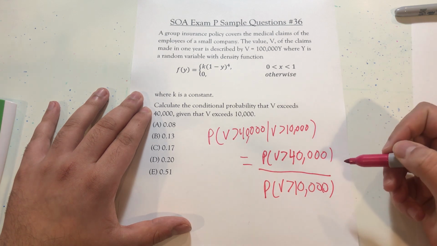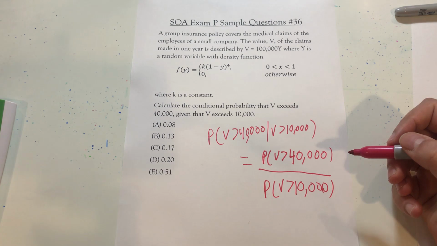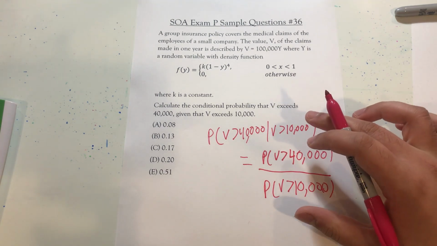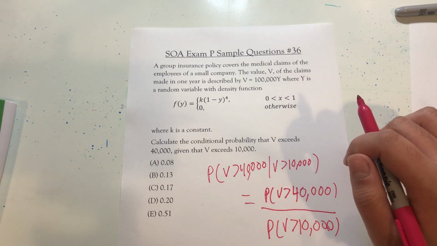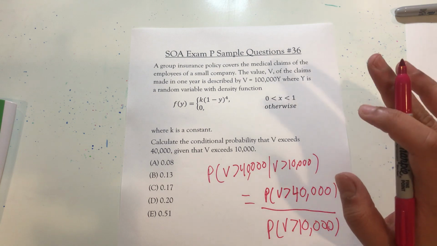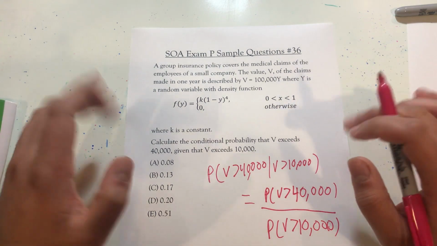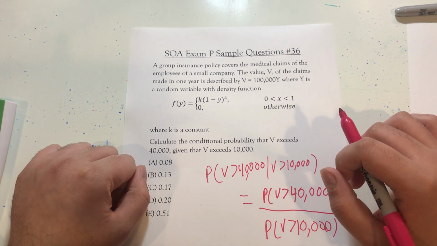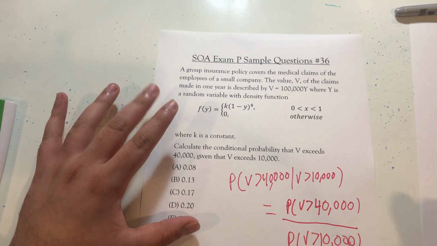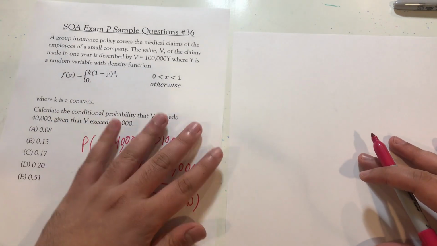So we're not given any information on V itself. We're given information on Y. This is going to be a problem where, before doing anything, we have to first figure out what the actual density function for Y is, because we're only given the density function with this constant up here. We need to figure out what that constant is. How do we do that?